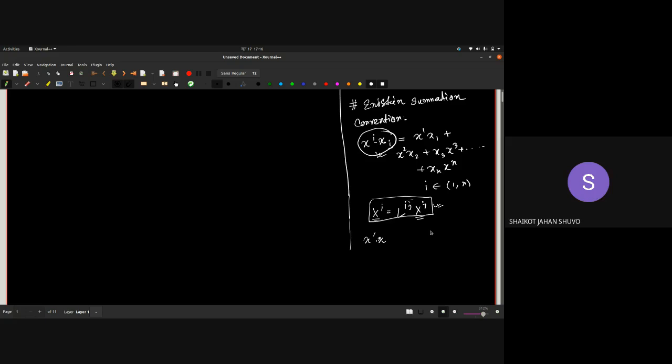Well, that's the thing I was talking about. When you're talking about contraction, by this notation over here, this one should be upstairs, one should be downstairs, right? But some authors write it like this as well.